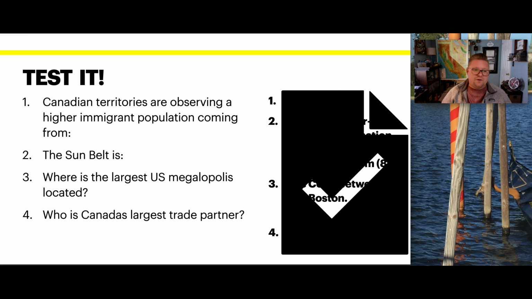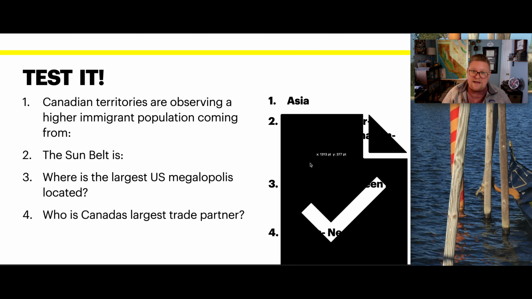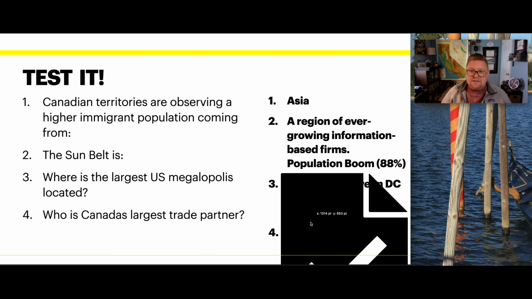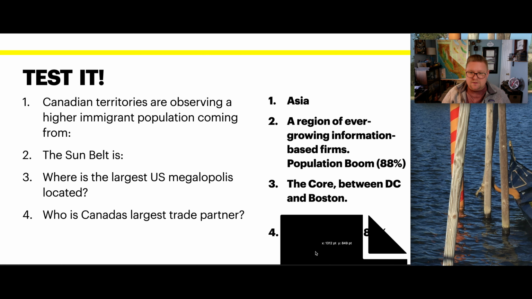So the Canadian territories are observing a larger influx of population from where? We're finding that's actually coming from Asia and Southwest Asia. The Sun Belt is a region of ever-growing information-based firms, with about an 88% population boom in those regions in the last 15 years, which is pretty impressive. And it's along the southern part of North America. Where is the largest U.S. megalopolis? Well, it's called the core. It's between D.C. and Boston. Think about the institutions out there, meaning universities and colleges, and political hubs and things like that.